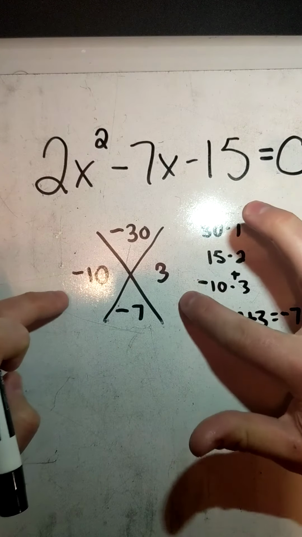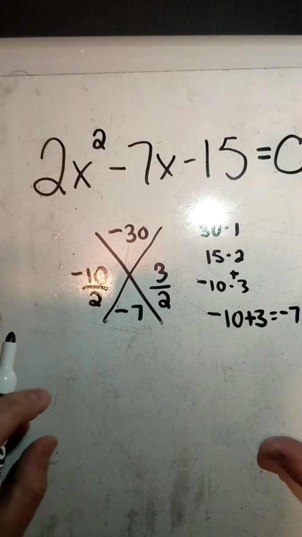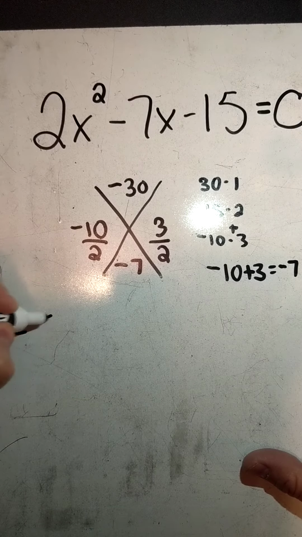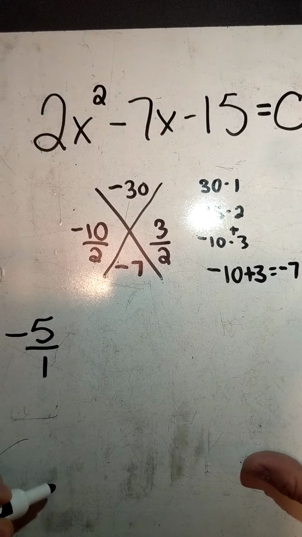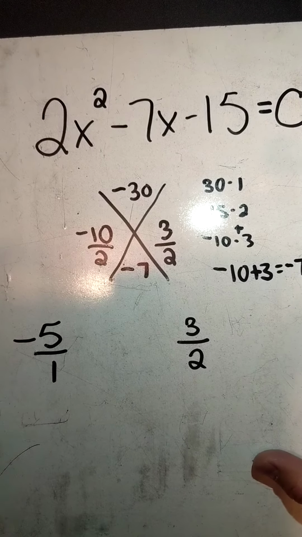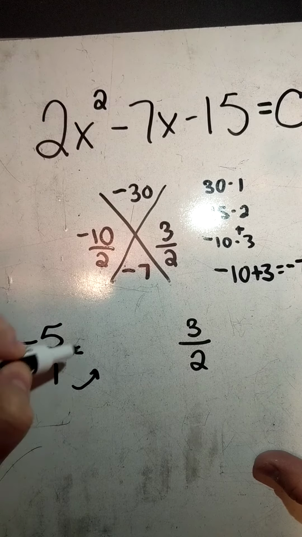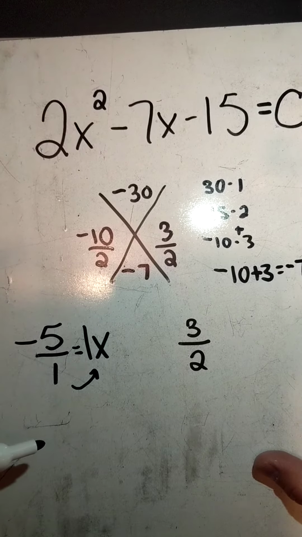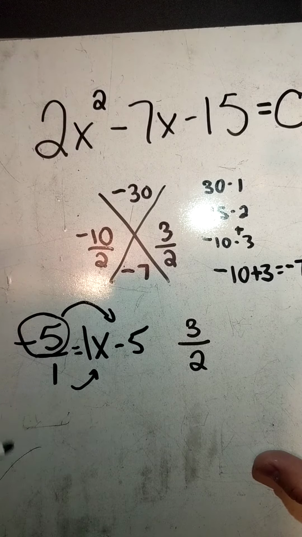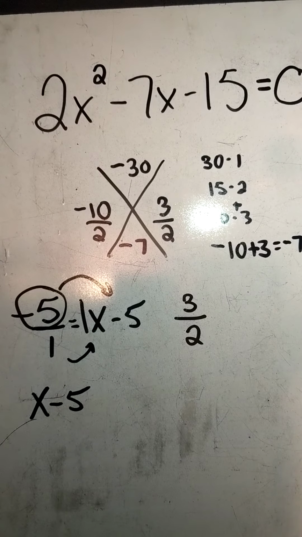I am going to divide each of these numbers by my leading coefficient. So divide by 2 and divide by 2. Now what I have is the reduced fraction of negative 5 over 1 and 3 over 2. Now negative 5 over 1, the denominator is going to be my first term, so 1x, and my numerator is going to be the second term, minus 5. So I have the factor of x minus 5.